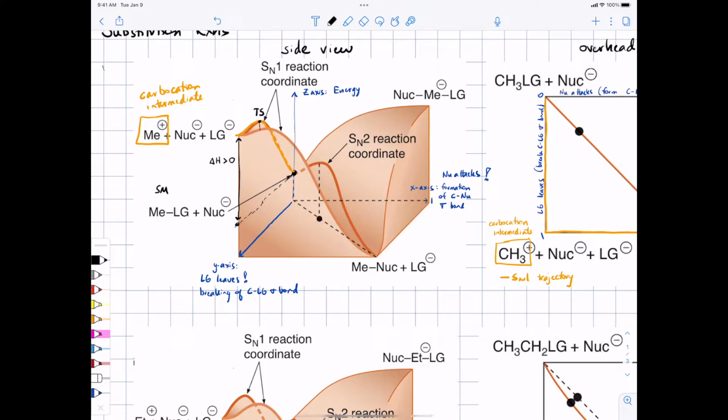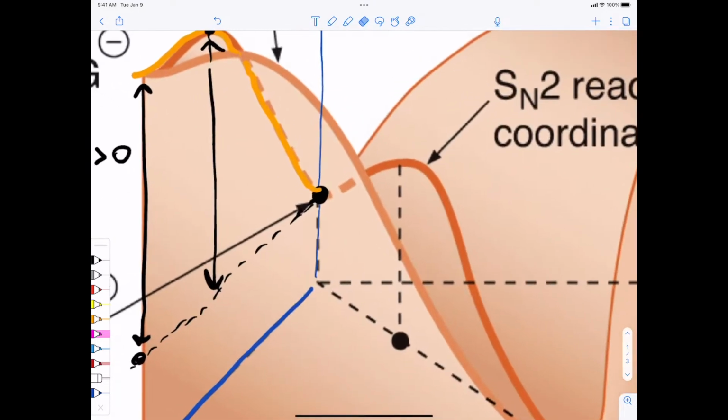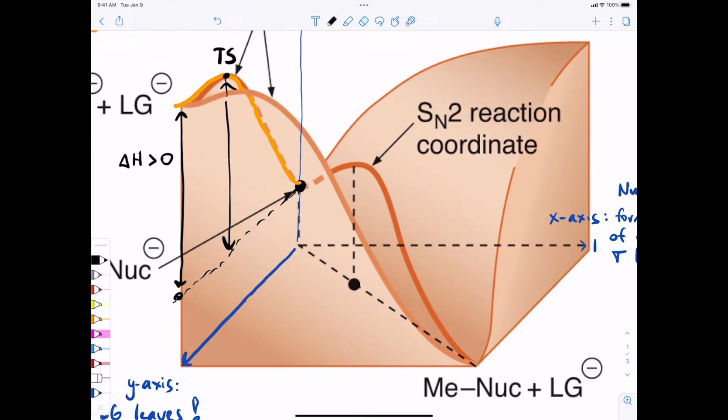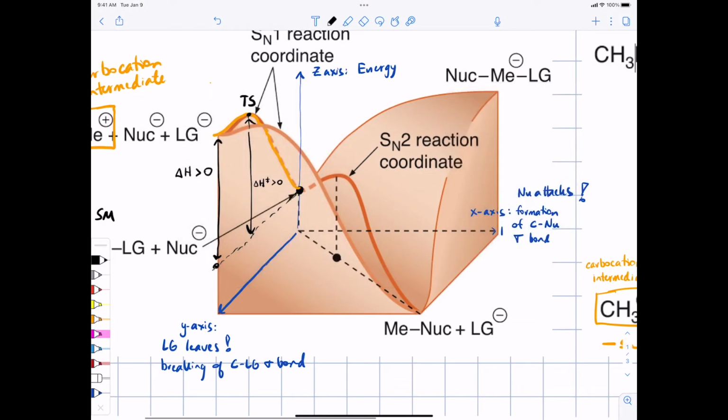So this point is the transition state, and this energy difference here, activation enthalpy difference, is positive. And you can see that activation energy or enthalpy, in fact, we can just be generic and call it energy. I think that's probably better.